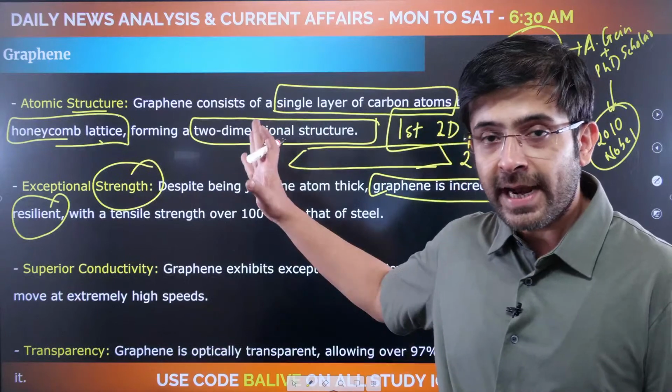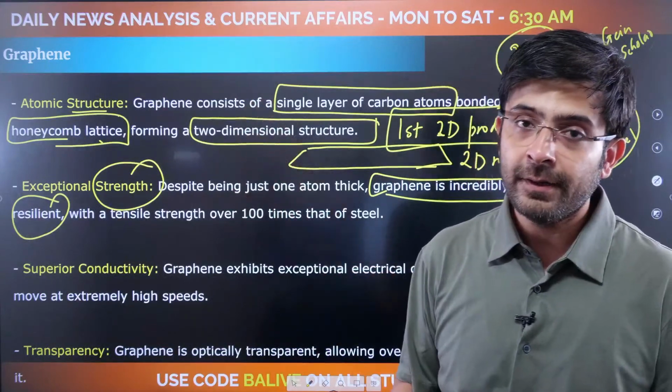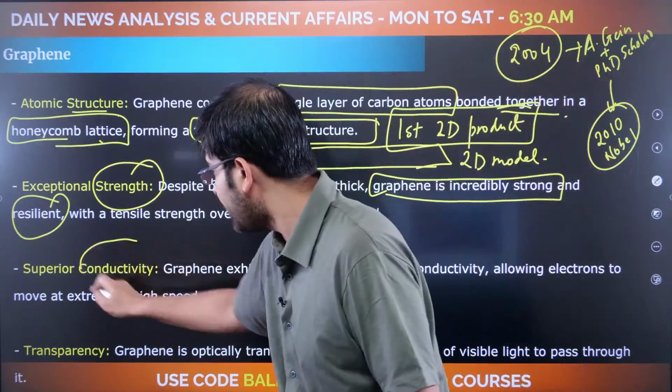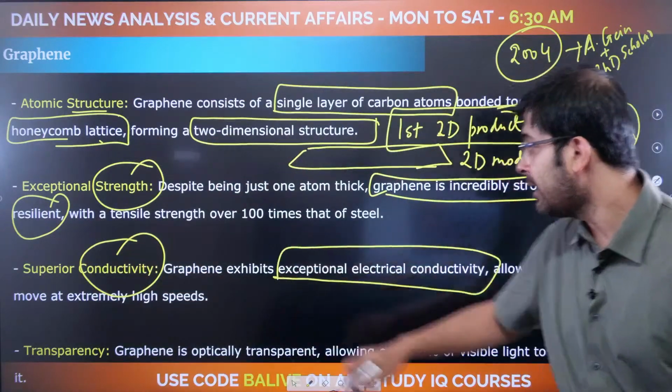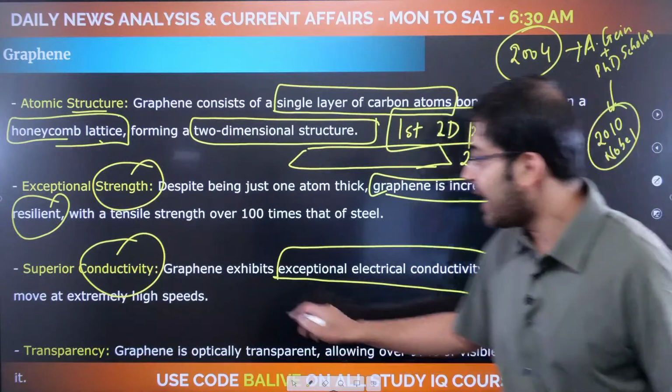Are you able to understand and capture the essence of graphene here? Thereafter, you're looking at better conductivity. It exhibits exceptional electrical conductivity, allowing electrons to move at high speeds.